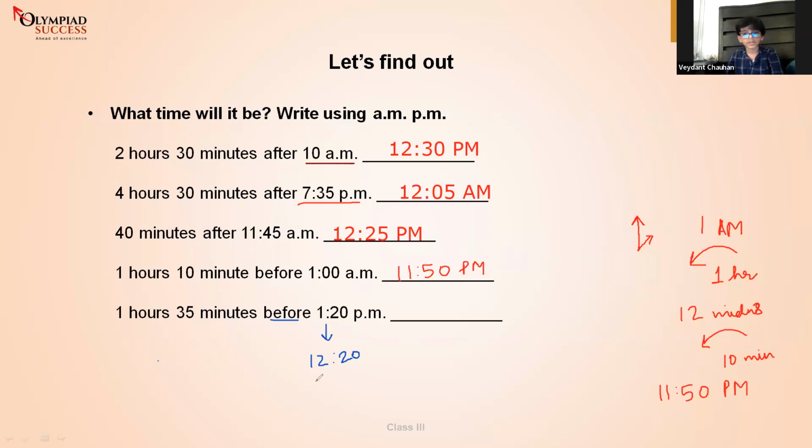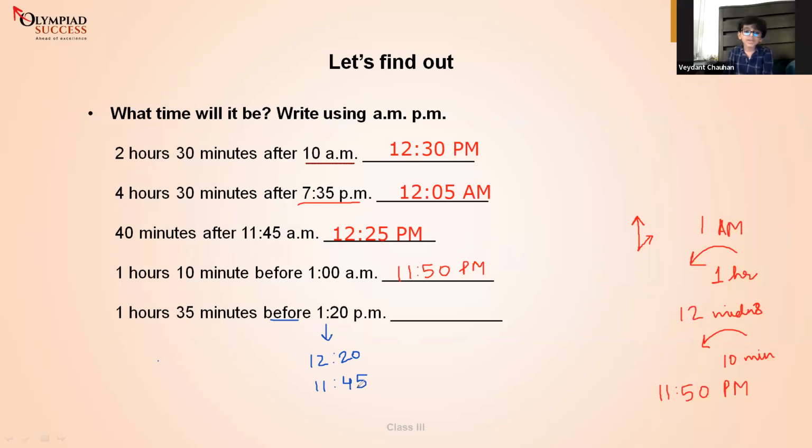Now it's 11:59. No. Try again. If you move back 20 minutes, it will be 12, right? It will be 11:45. Yes, 11:45, right? Now tell me whether it will be AM or PM.